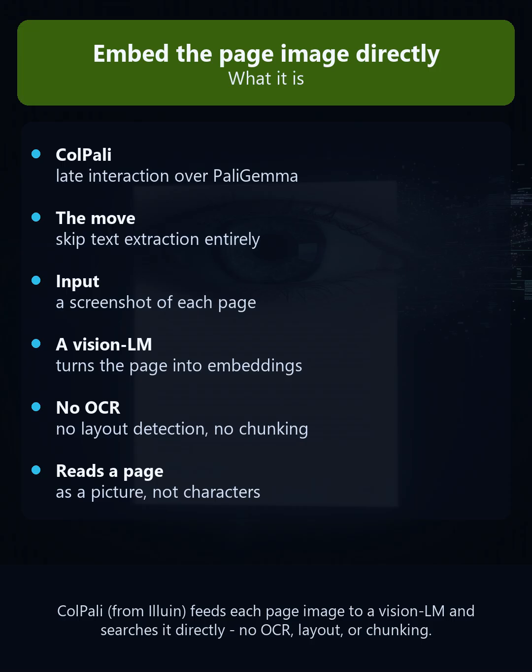ColPali, from Illuin Technology, stands for contextualized late interaction over PaliGemma. The idea is radical in its simplicity. Skip text extraction entirely. Take a screenshot of each page and feed the raw image to a vision language model, which turns the page directly into embeddings you can search. No OCR, no layout detection, no chunking. One end-to-end model reads the page as a picture, not a stream of characters.